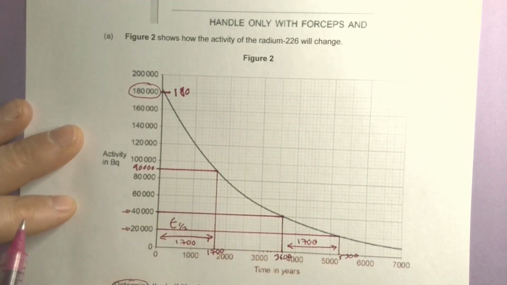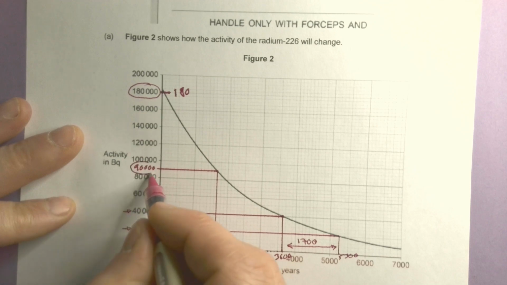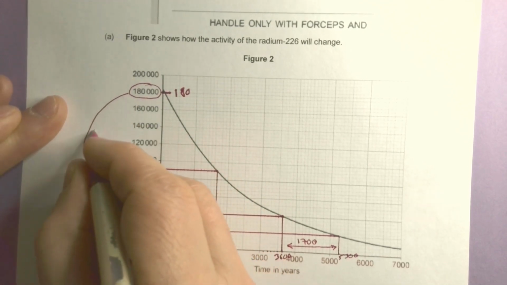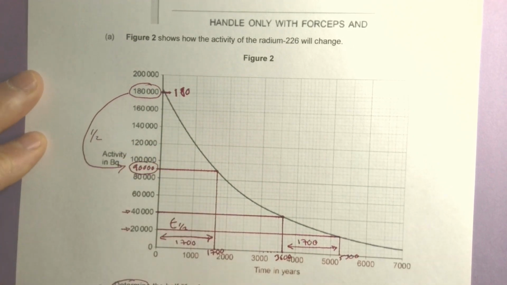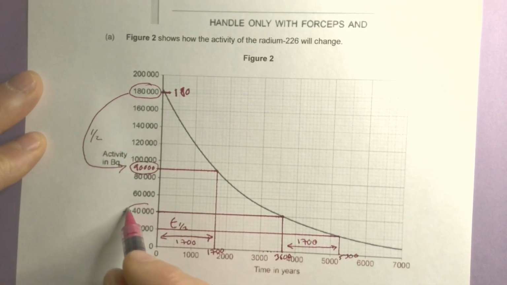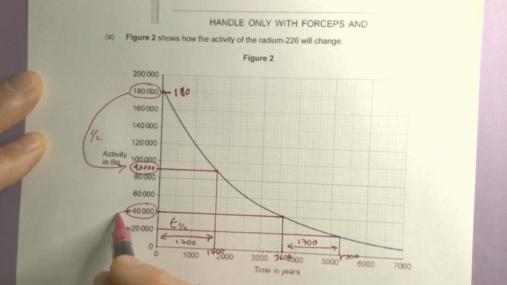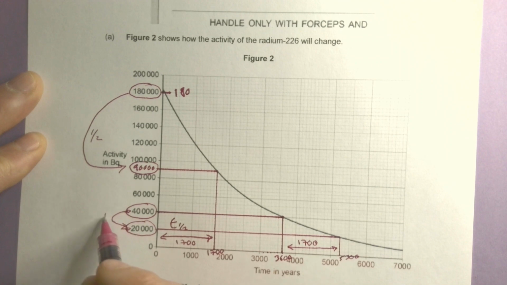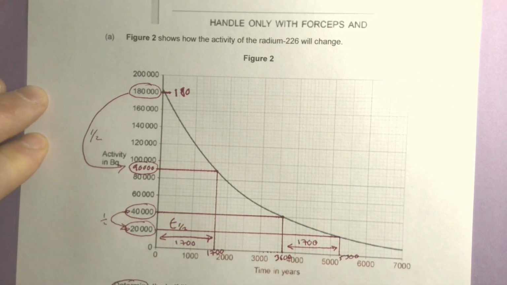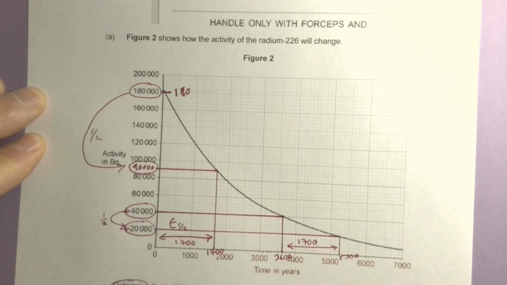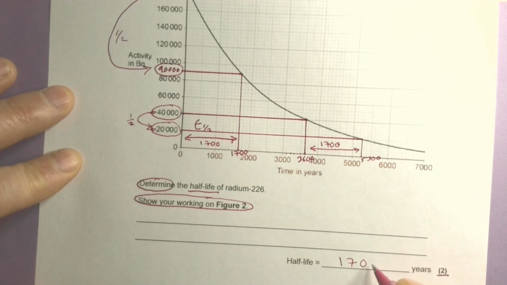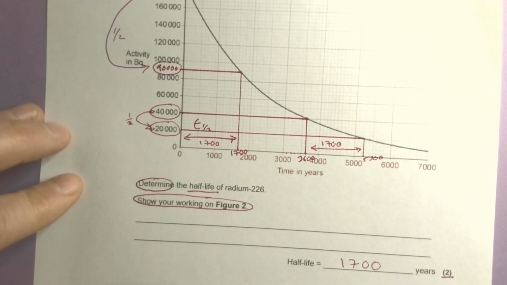Okay, so I'm confident now that 1,700 is the answer, because the gap, if I start with a whole, I've got a half of that, takes us to here. So half of 180 is 90, and here I started at 40,000, and half of that is 20,000. So the time it takes to get from the whole to half will always be 1,700. Okay, so 1,700 years.